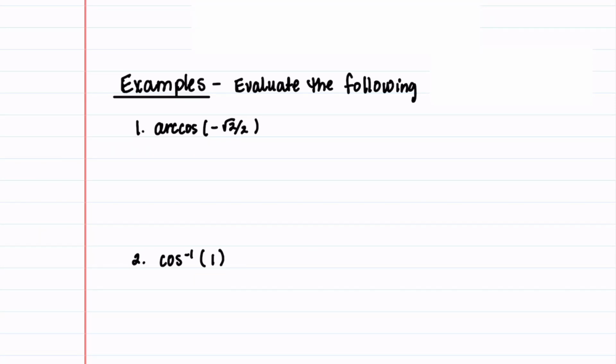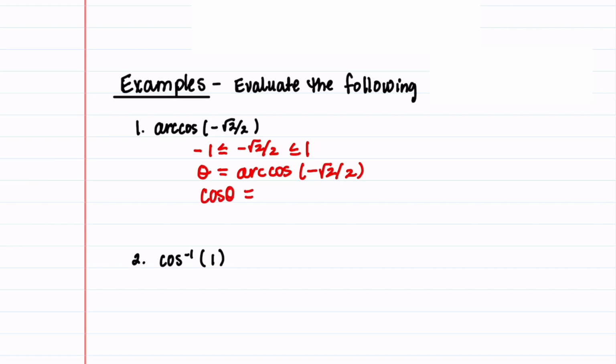Let's look at some examples of inverse cosine problems. To evaluate arc cosine of minus root 2 over 2, we notice that minus root 2 over 2 lies between minus 1 and 1, so the function's defined. We'll let theta be arc cosine of minus root 2 over 2. So that means that cosine theta is equal to minus root 2 over 2.